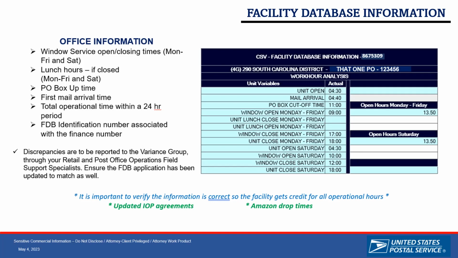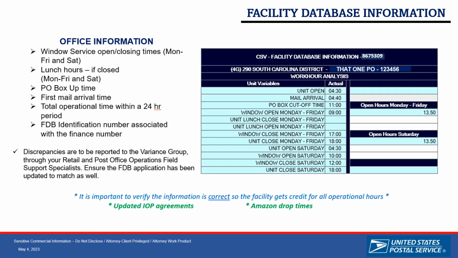It provides your unit open time, which sometimes changes with the Amazon drops that are coming in, or if you get an updated IOP agreement. So you always want to make sure that your open time and your mail arrival time is correct. This also provides the window hours for Monday through Friday and for Saturdays, opening and closing the unit time.